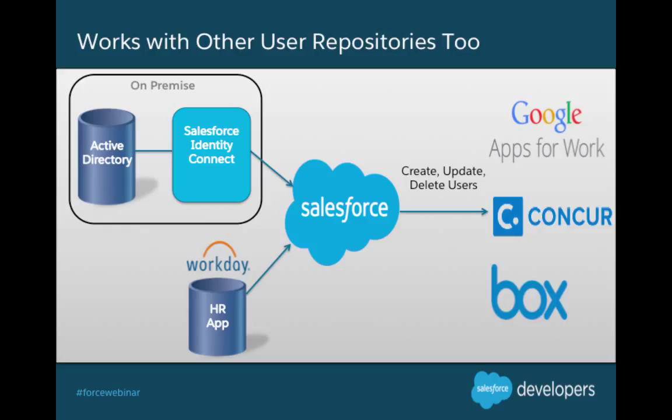Now, if you already have other user repositories as your source of truth, for example, some of you might have Active Directory where all the user identities reside, you can use a product from Salesforce called Identity Connect to bridge the Active Directory with Salesforce, get the users provisioned from Active Directory into Salesforce, and then further into other applications through the user provisioning feature in Salesforce. Similarly, you can take the feed from Workday as your HR application and create the users automatically into Salesforce using a connector developed by Workday.